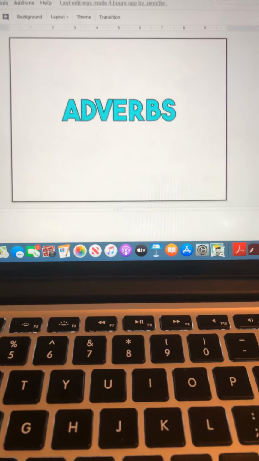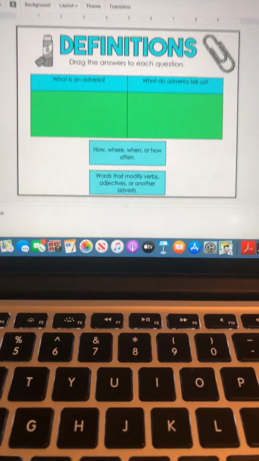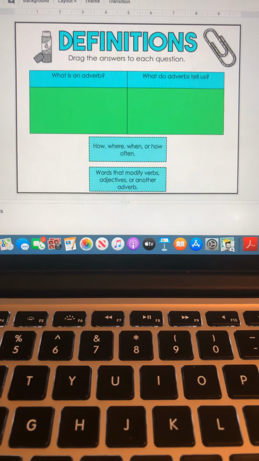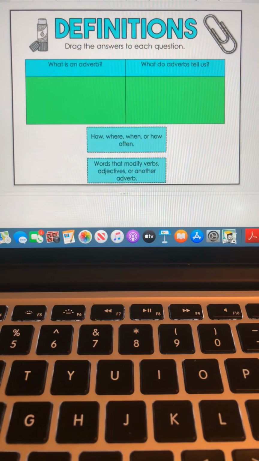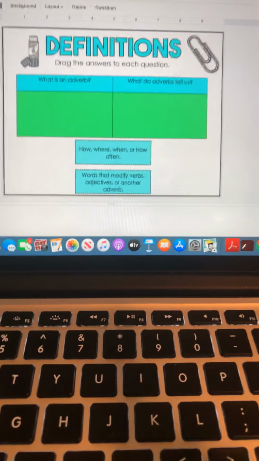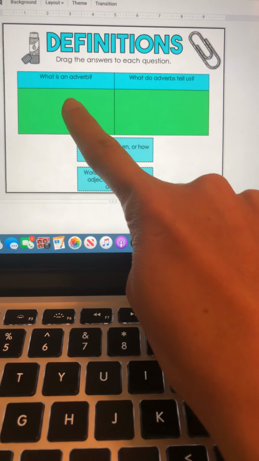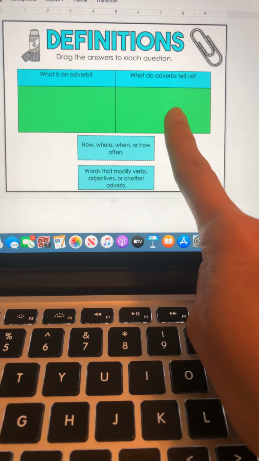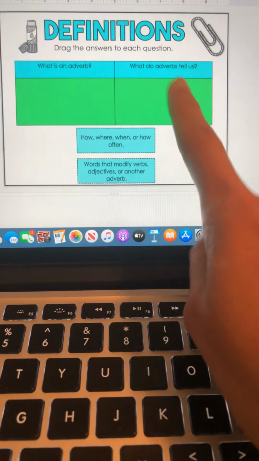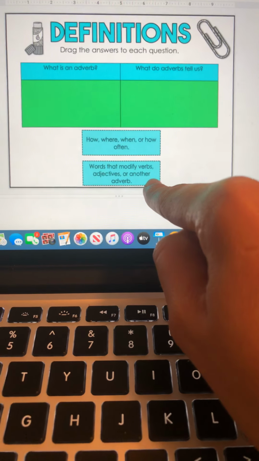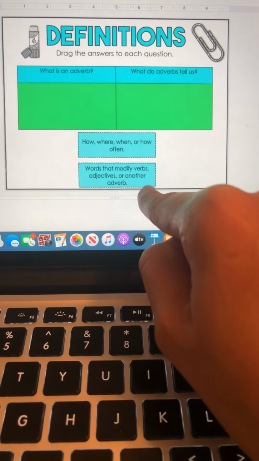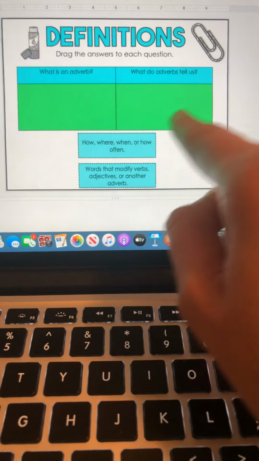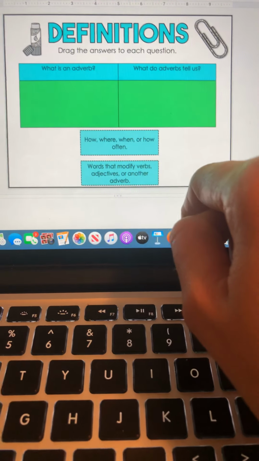And the next slide is definitions. You have to drag the answers to each question. So the first question is, what is an adverb? And then the next question is, what do adverbs tell us? So you have two boxes here, and you have to decide which one gives a definition for what an adverb is, and then which one gives a definition for what an adverb tells us.